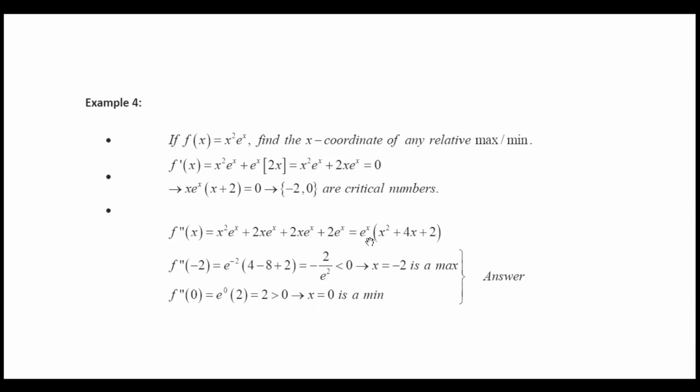Now, when we put in 0 into this thing, we get e to 0. And of course, 0 into this gives us just 2. So e to 0 is 1. This is 2. That's positive. So 0 is a min. And so we're through with this. Now, this problem was a little more difficult in finding the second derivative.